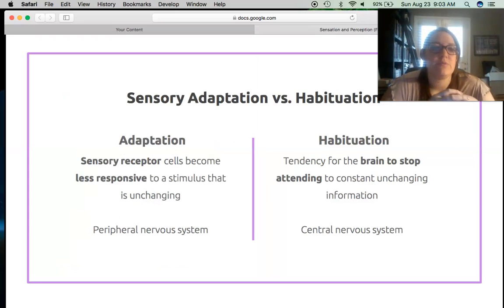Sensory receptor cells become less responsive to a stimulus that is unchanging. Again, this is a peripheral nervous system thing. We just have other stuff to do when we're constantly being bombarded by new sensations. So if something is staying constant, we're not going to pay as much attention to it. On the other side of this, habituation is the tendency for the brain to stop attending to constant unchanging information. So adaptation is a function of the peripheral nervous system. Our sensory receptor cells just are going to stop responding. Habituation is a central nervous system process where our brain is just done, like checking out. I have nothing else that we really need to attend to here.